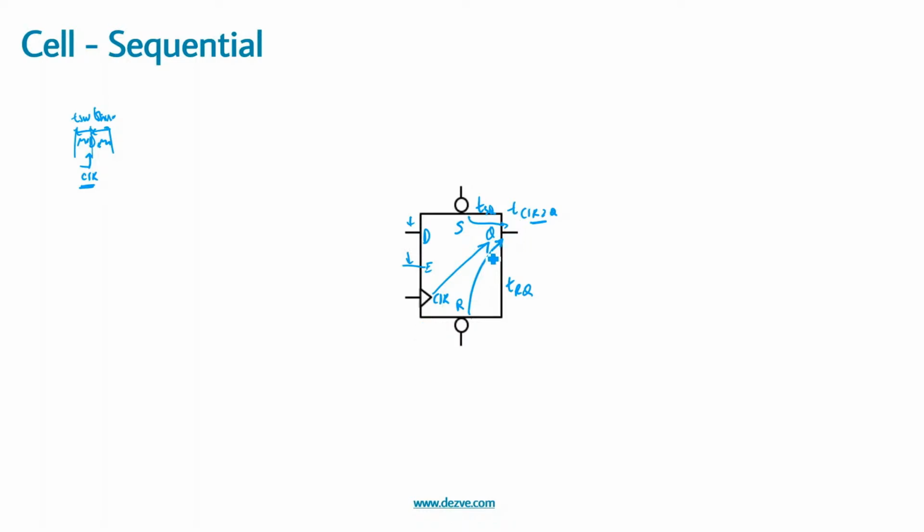So we have setup and hold on the synchronous pins. We have delay path from clock to Q. We can have delay paths from S to Q, all the asynchronous pins to the output, and also we have recovery and removal checks for asynchronous pins. All this we'll discuss in the subsequent slides.